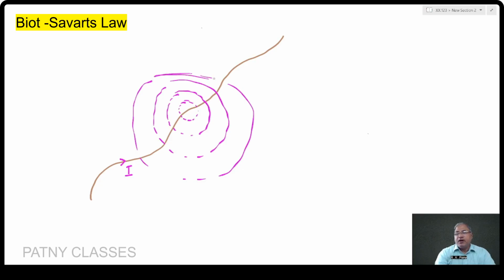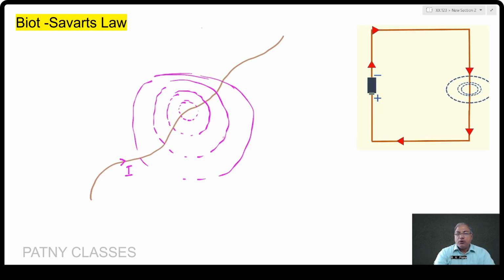When the magnetic field is produced around the wire, we wish to find out how much magnetic field is produced. Whenever you do anything, the first question that comes is how much. When you purchase something, it is how much. Similarly, when current is flowing, the magnetic field is produced, so the first question that comes to mind is how much magnetic field is produced.